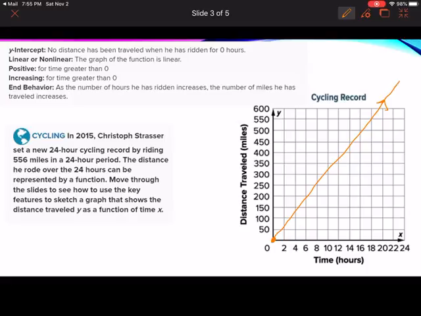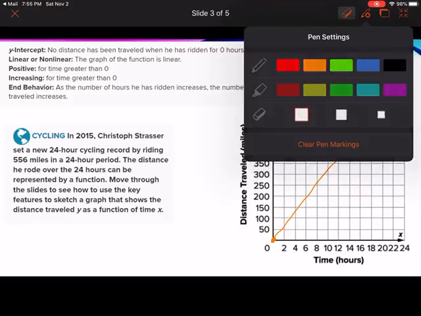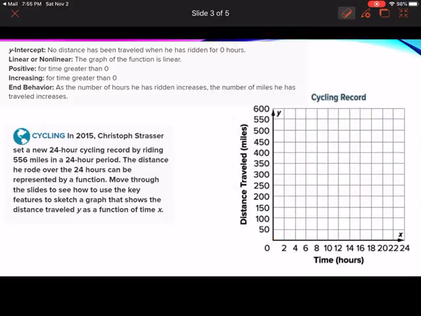I guess I didn't draw my line real well. Hold on. So we also have the information that they told us, and they said at 556 miles in 24 hours. So I basically just need to connect those dots. And that's what my graph will look like.